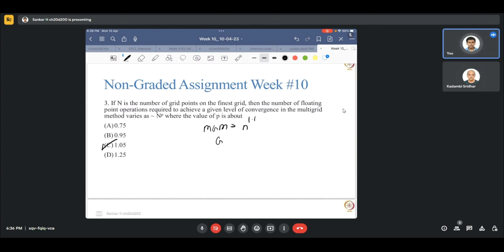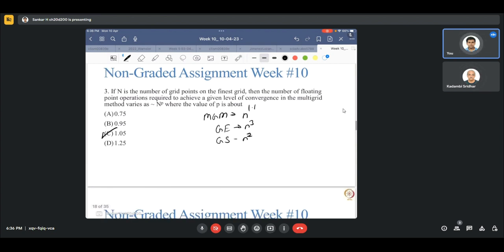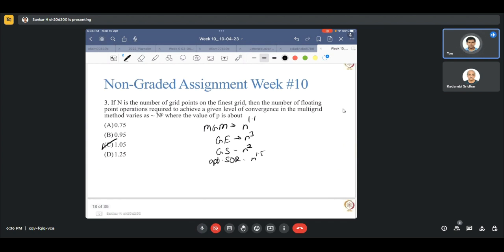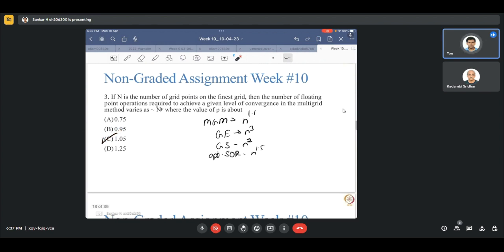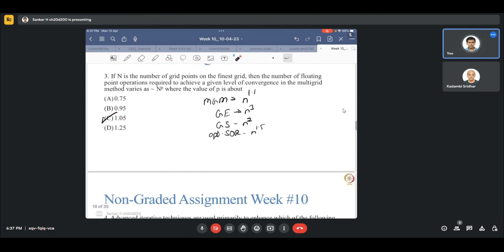For, let's say, Gauss elimination, it varies as n cube, and for Gauss Seidel, it varies as n square. And as we have seen earlier, the optimal successive over relaxation varies as n raised to 1.5, and there are other methods also which vary as n raised to p, or whatever the p values are. And so for this question and the multigrid method, the p-value is about 1.05.